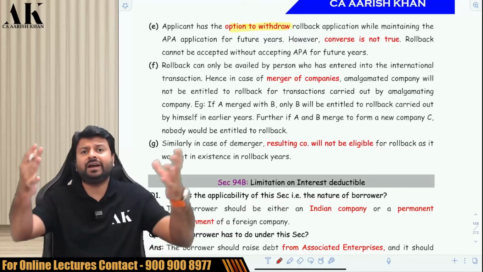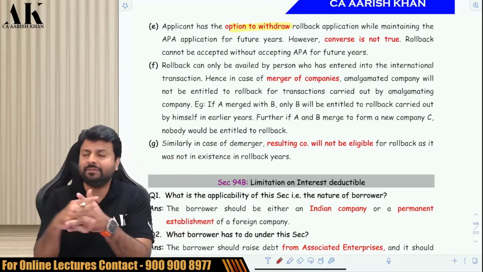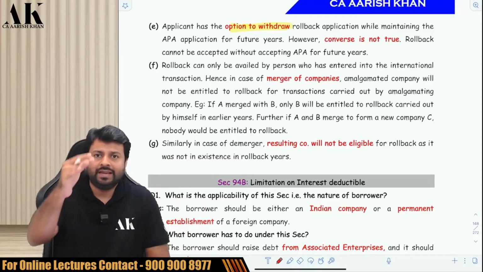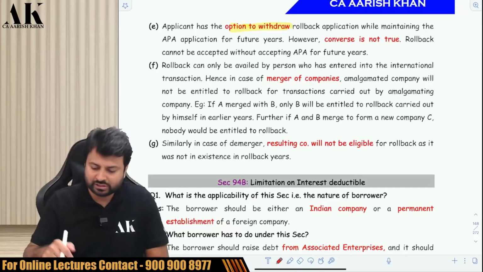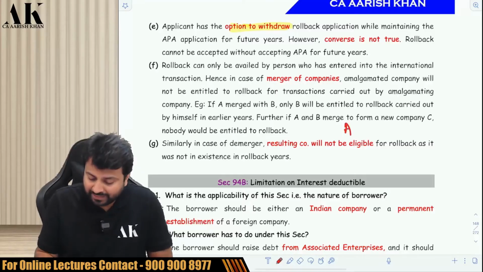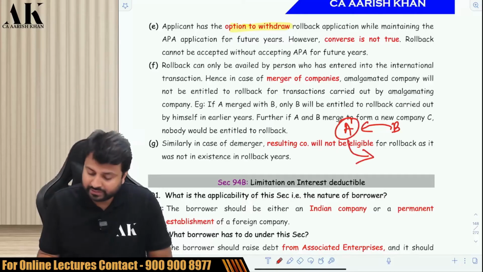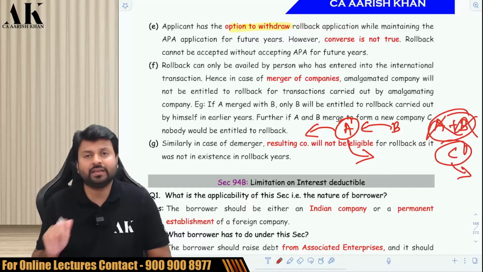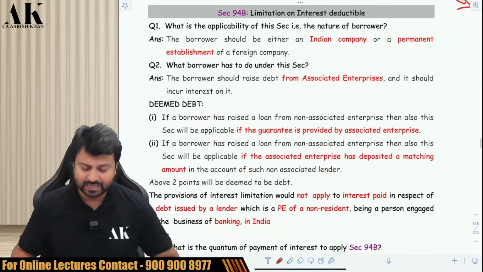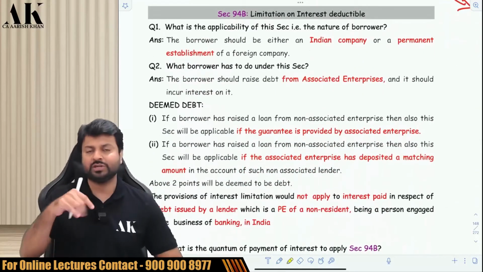But if you and I are merging and becoming a new company, C company, A and B are merging and becoming C company, now C is making an application. Now C is the applicant. A and B are not applicants. So A or B cannot go for what? Rollback provision. Check it please. This is what it wants to say. So if A takes over B and A makes an application for future transactions, A can also go for rollback. But if A and B merge and become C, and C makes an application for future years, then A and B cannot go for rollback. This is what the provision has to say, and this is what the rollback provision is all about, and this one is very important.